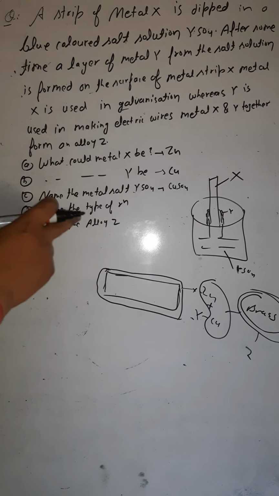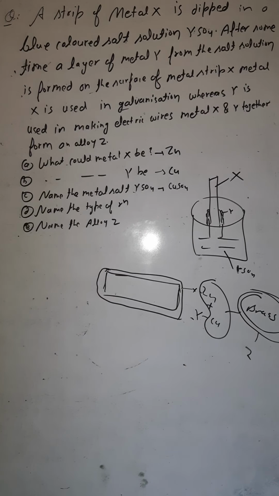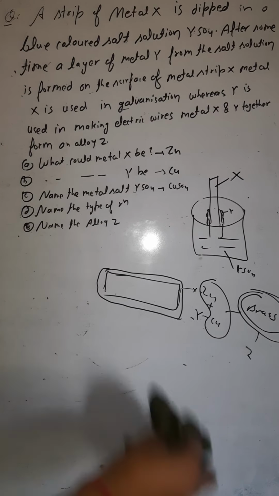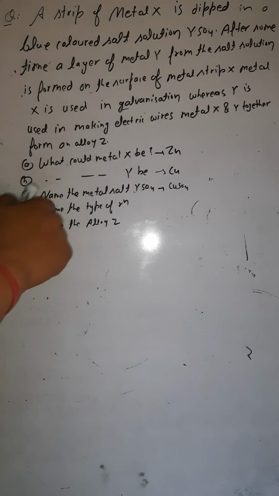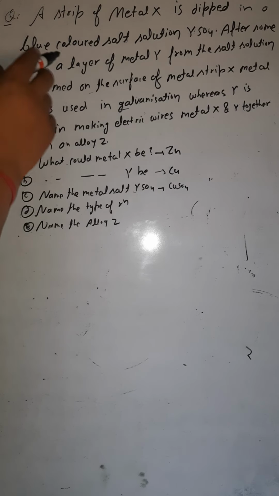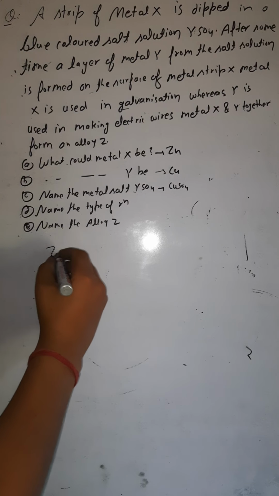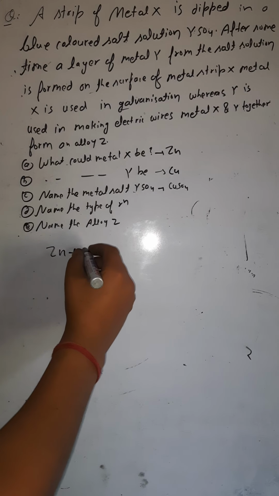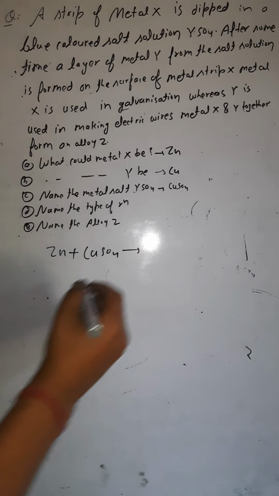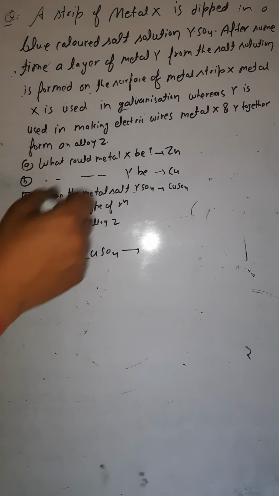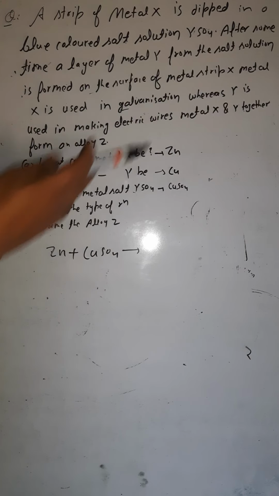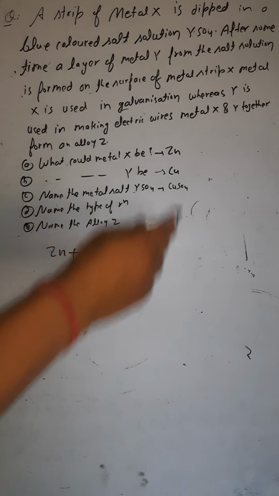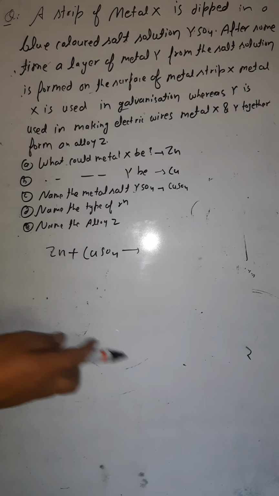Okay, next is, name the type of reaction. Which type of reaction is taking place here? Let's write the reaction first. You have a metal strip made up of zinc, and you are dipping it in a copper sulfate solution. What will it form? Zinc would displace copper, because in the reactivity series zinc is more reactive than copper. You have written the reactivity series, so zinc is more reactive than copper.